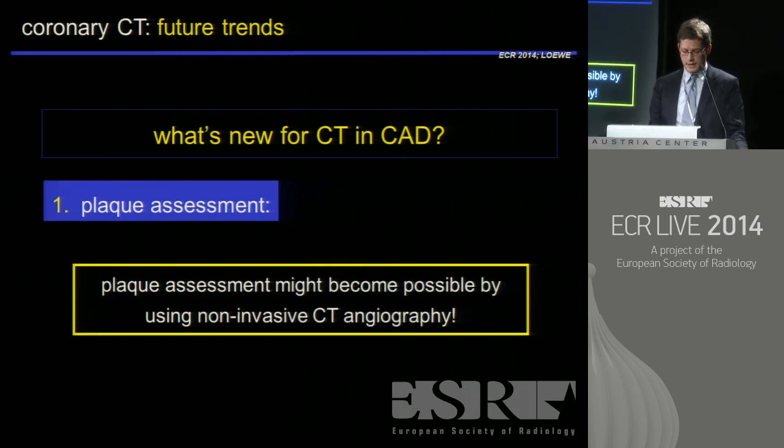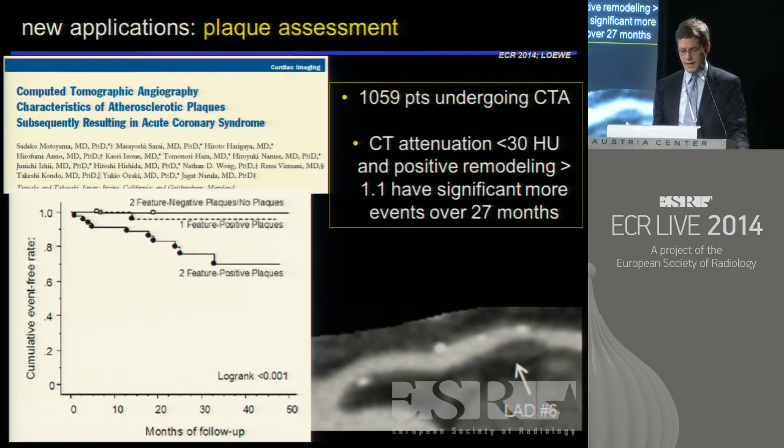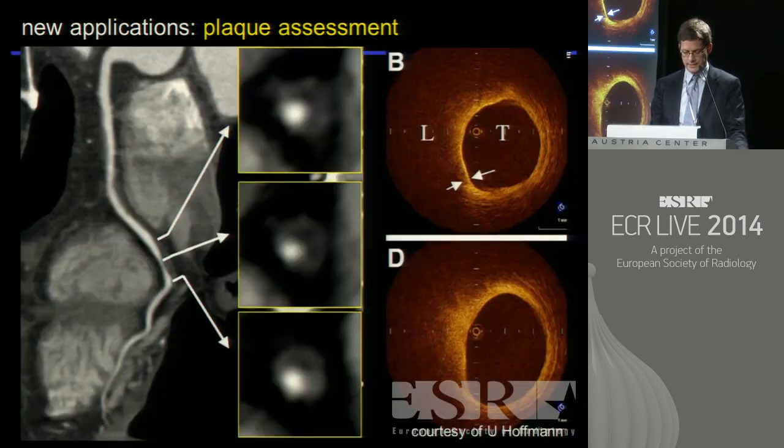It has been shown by a couple of papers already that plaque assessment is possible or becomes possible by using CT. A very big study on more than 1,000 patients showed a clear correlation between some morphological features of a plaque and the outcome of the patient. So if the plaque has a really low density at CT, the event rate was significantly higher compared to patients without these findings. And it has been shown that this is a typical morphology of a plaque at high risk for rupture.